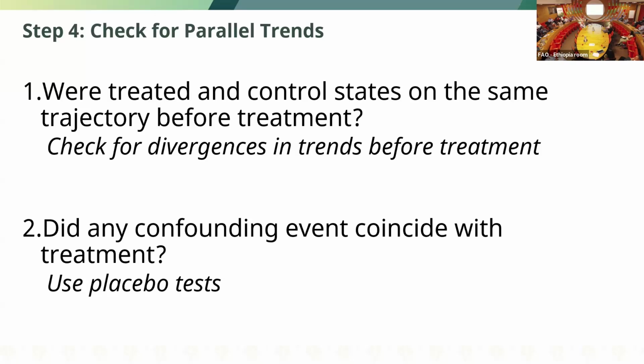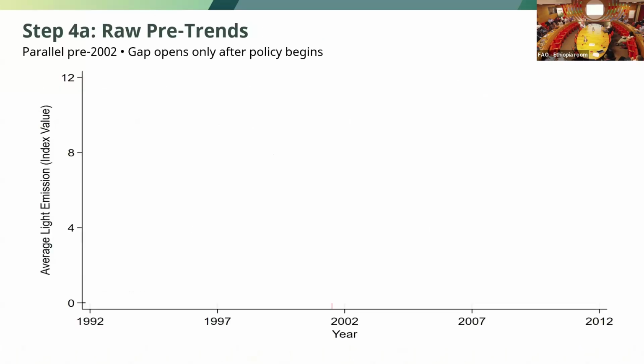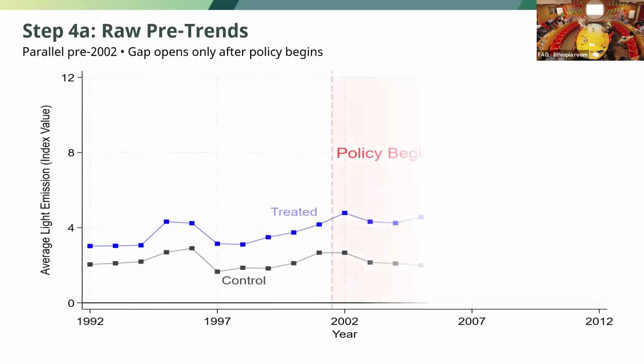And so one way to check for this is to use a placebo test. A placebo test is any situation where you have the same confounding thing or potentially confounding thing applied to a similar area that did not get treatment. And so if you see a treatment effect on this thing that didn't get treatment, it suggests you have a problem with your design. And so here in the case of our example, we can look at the raw pre-trends.